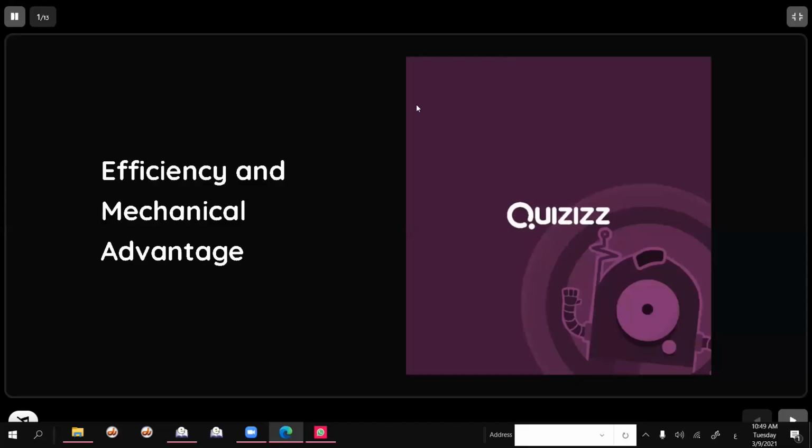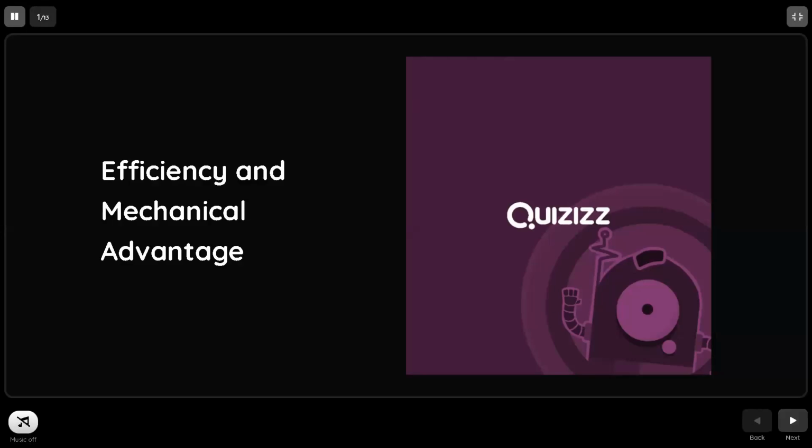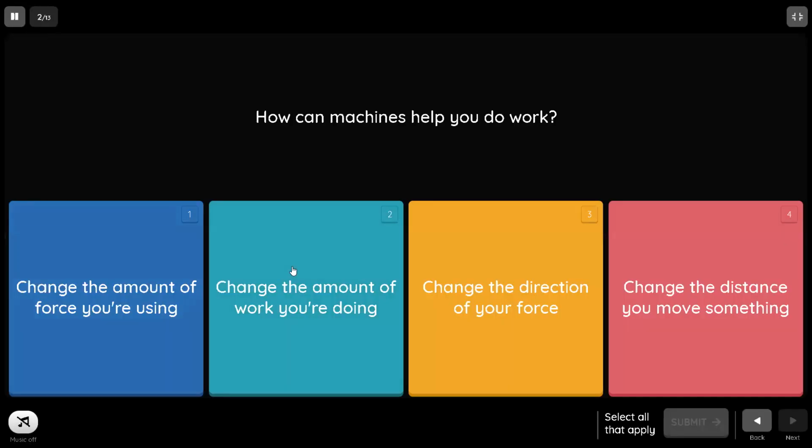Good morning. Today we are going to talk about the efficiency and the mechanical advantage. Now, before we start, let's remember, how can machines help you to do work? Or help you do work, sorry.